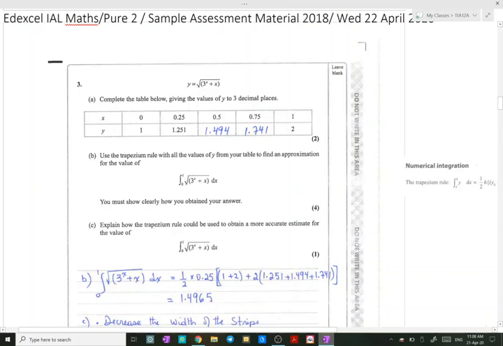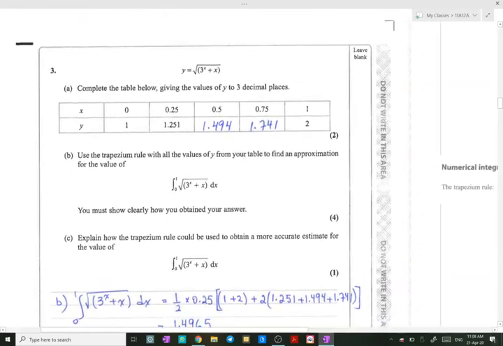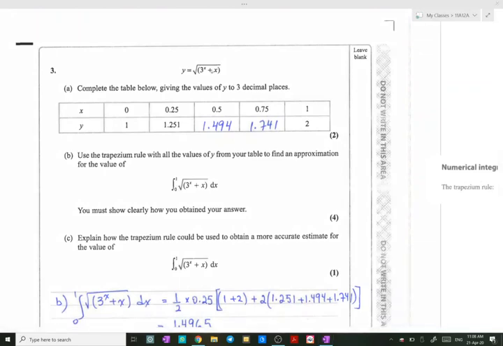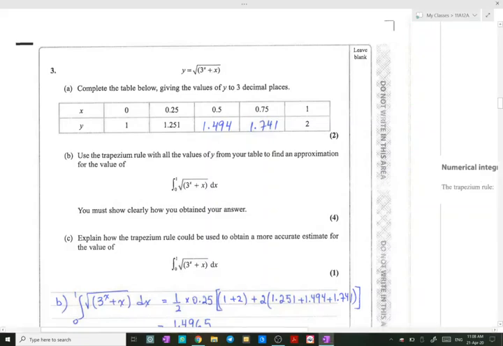Number 3 is taken from the Edexcel International A-Level Maths Pure 2 Sample Assessment Material 2018, and we have a function y equals square root 3 to the x plus x, and we need to complete the table. The values should be in 3 decimal places.